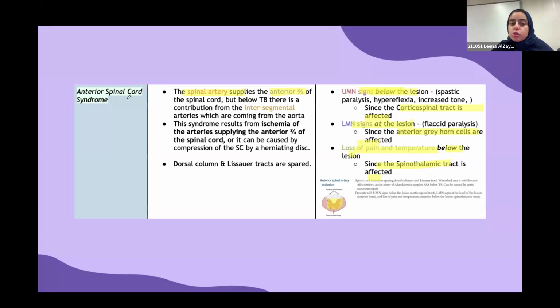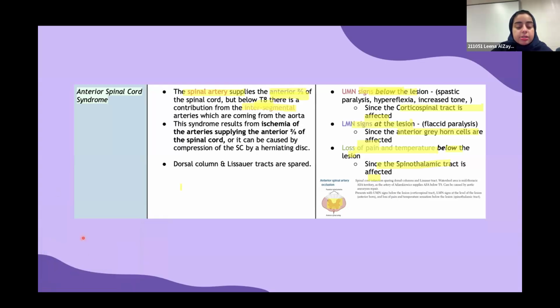So I was saying the anterior spinal cord syndrome happens because the anterior spinal artery is what supplies it. If you have a stroke, you're losing the anterior two-thirds of the spinal cord. So these are the symptoms you're going to see. Below T8, you can also have a stroke of the intersegmental artery, which also comes from the aorta. If you have ischemia of it, you would have these symptoms of anterior spinal artery occlusion. So this is what we just had in this case scenario.